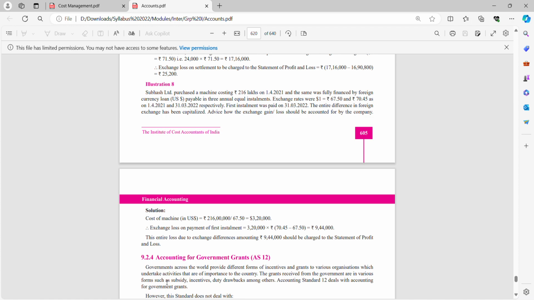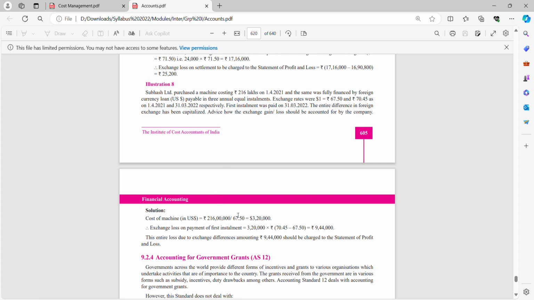So illustration 7, let me go through illustration 8 also. Subhash Limited purchased a machine costing rupees 216 lakh on 1st April 2021, and the same was fully financed by a foreign currency loan payable in 3 annual installments. Exchange rates were rupees 67.50 and rupees 70.45 per dollar as on 1st April 21 and 31st March 22 respectively. First installment was paid on 31st March 22. The entire difference in foreign exchange has been capitalized. Advise how the exchange gain or loss should be accounted for by the company.